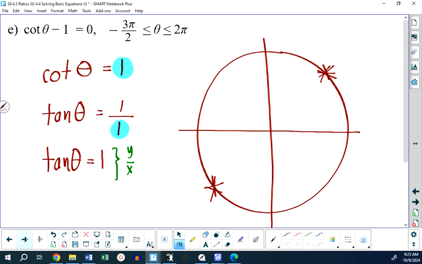When you have a strange domain, here's the best advice I can give you. Solve for this first.